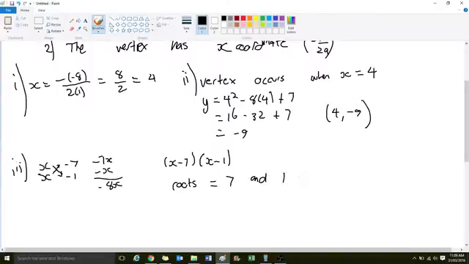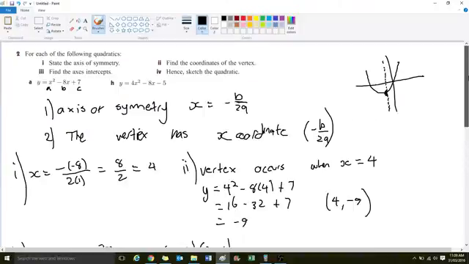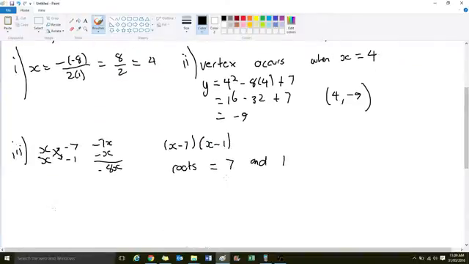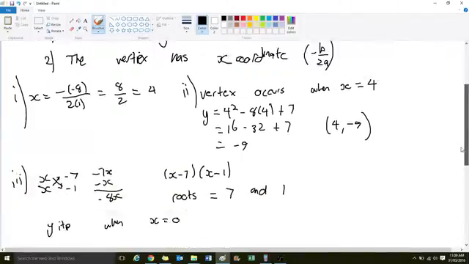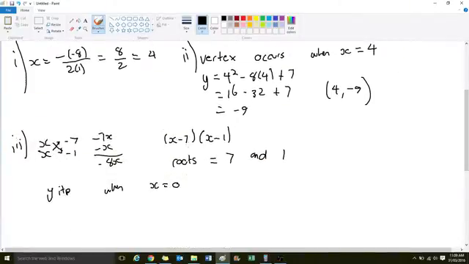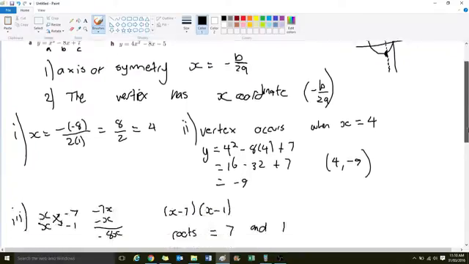Alright, so we've found the x-axis intercepts. Now the y-intercept occurs when x is 0. So if we put 0 into this equation, x squared take 8x plus 7, we're going to just have y equals 7. Alright, part 4, hence sketch the quadratic.